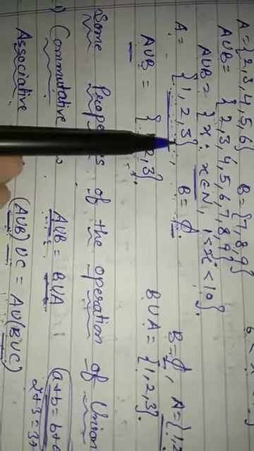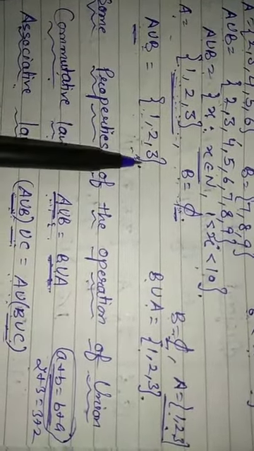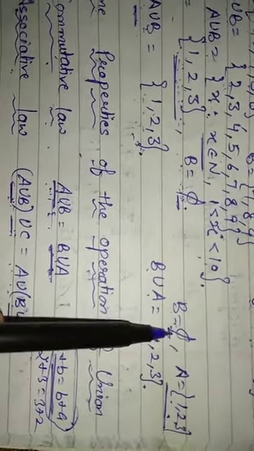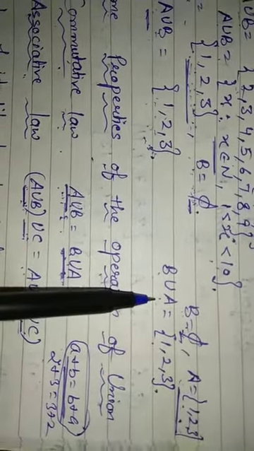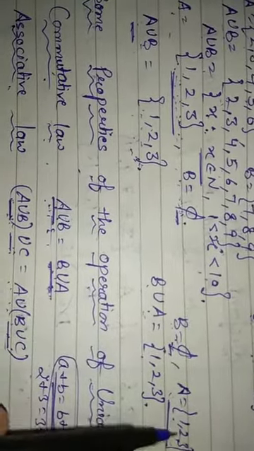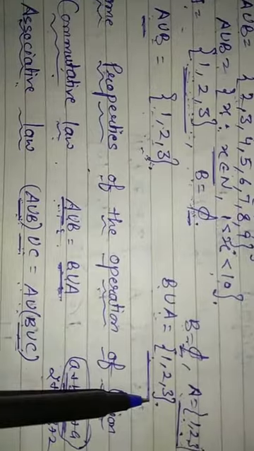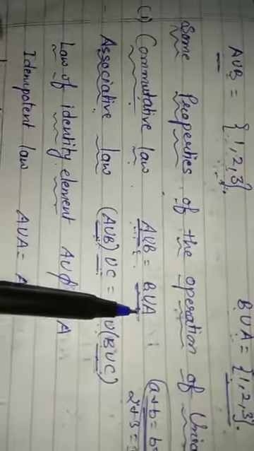Suppose I take the same example. A set has elements 1, 2, 3 and B set is empty. Then A union B is 1, 2, 3. Similarly, if B set is empty and A set has elements 1, 2, 3, then what is B union A? No element in B, so we will not take anything. So 1, 2, 3 are the elements of A. Then B union A is equal to 1, 2, 3. So these are equal, and this commutative law holds.